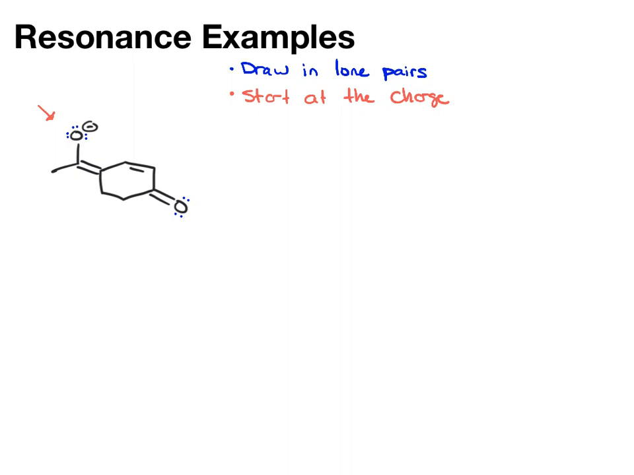If you don't have a charge, then the next thing I would do is start at a lone pair and then at a pi bond. And then finally, as you're doing this, focus only on 2 or 3 atoms at a time.